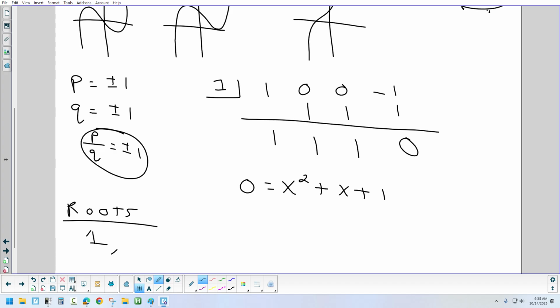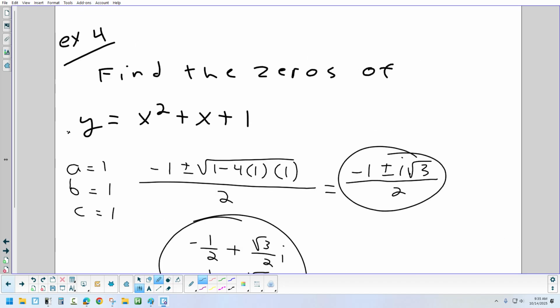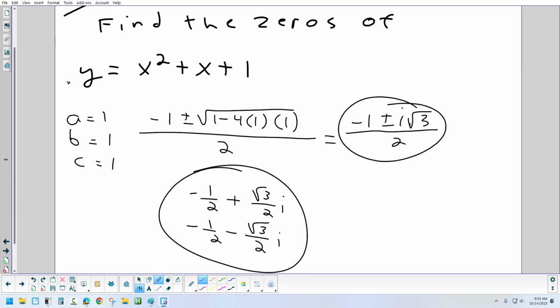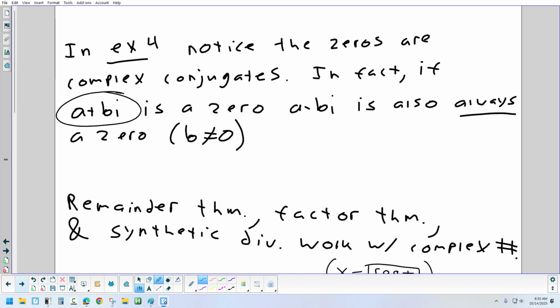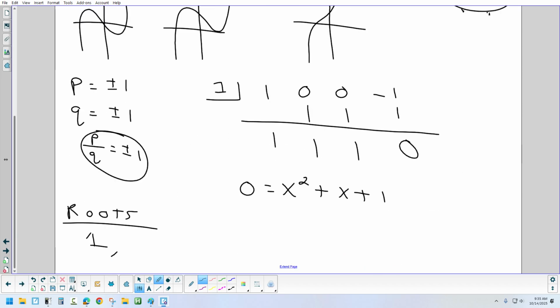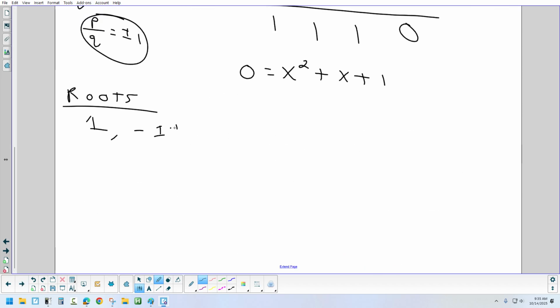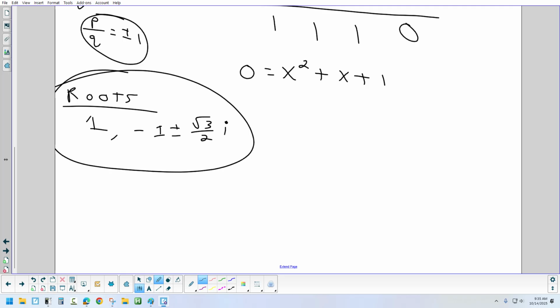We already solved that problem earlier. Remember, a was 1, b was 1, c was 1? So now, once you have that, you would do what we did in example 4. Solve it with the quadratic formula, and these are your other 2 answers. -1 plus or minus root 3 over 2i. Those are all the roots to this problem. So it was 1 real, 2 imaginary.